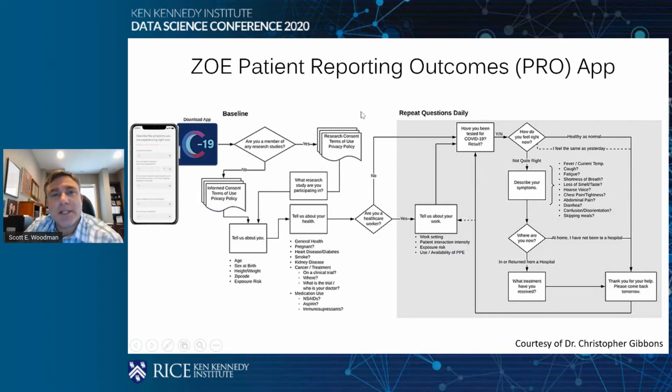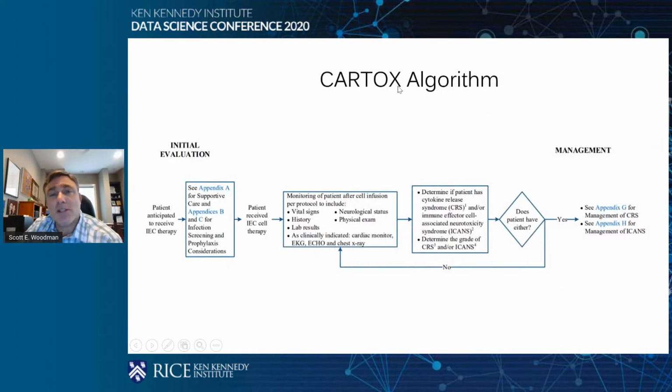So in order to follow these patients in the outpatient setting, we have a Zoe patient reporting outcomes app that patients can load on their phone. This allows us to have daily answering of questions from the patients. We also have what's called CAR Talks, which is an algorithm that we run in the hospital while they're getting the therapy. So we have that data coming in.